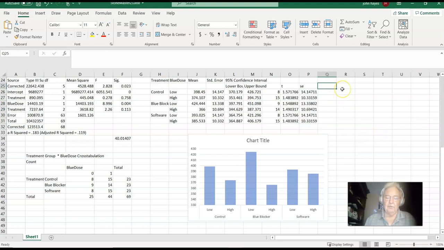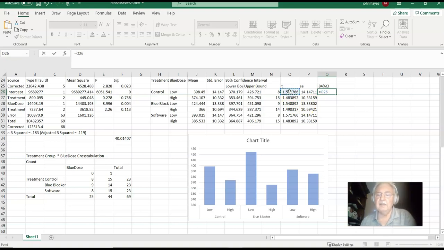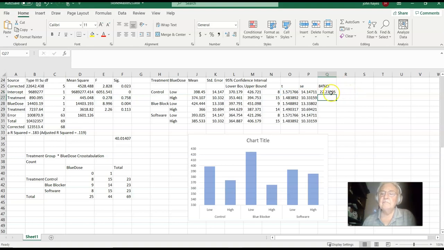And so our 84% CI is equal to T times SE. Copy that all the way down. All right, let's give that a few less decimal points.